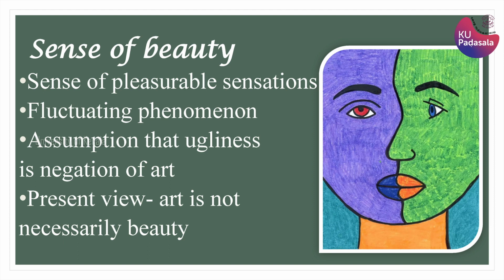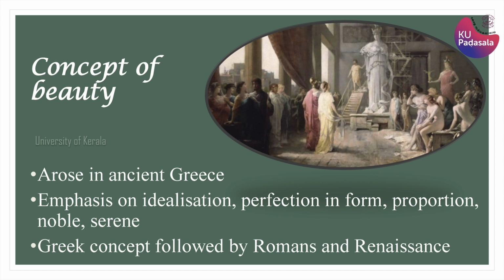And the earlier assumption was that ugliness is a negation of art. But the present view or the contemporary view is that art is not necessarily about beauty in the classical concept. And a permanent element in mankind, according to Read, is man's aesthetic sensibility. So this concept of beauty, according to Read, actually arose in ancient Greece. So the Greek concept is considered the classical concept, and the Greeks emphasized idealization, perfection in form, proportion, nobility and serenity. The Greek concept was later followed by the Romans, and it's also seen in the Renaissance art.